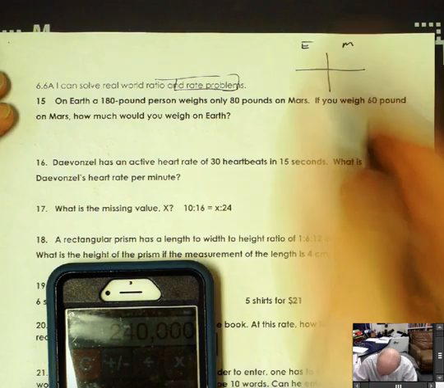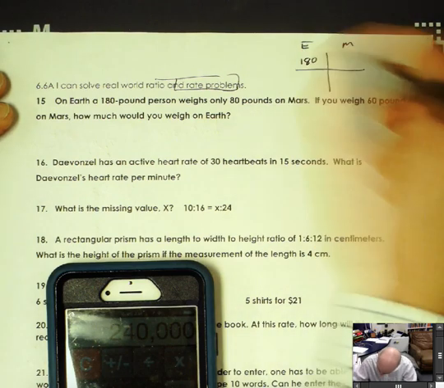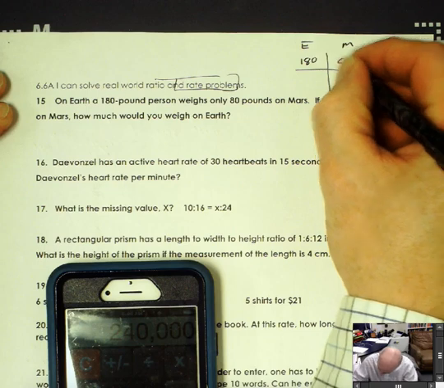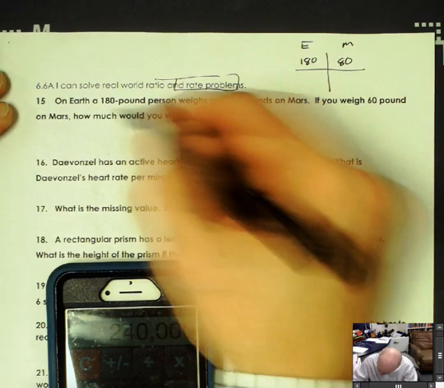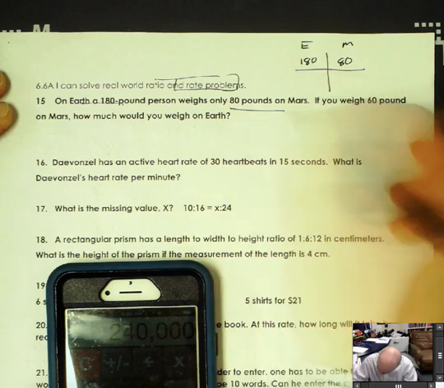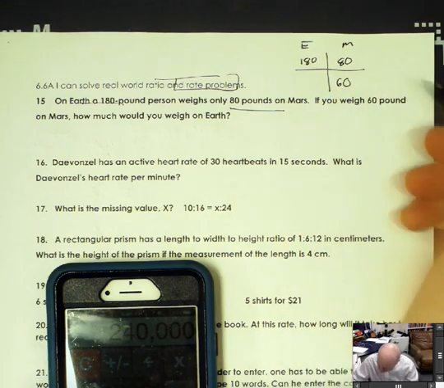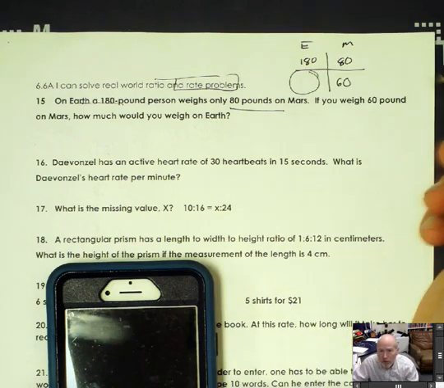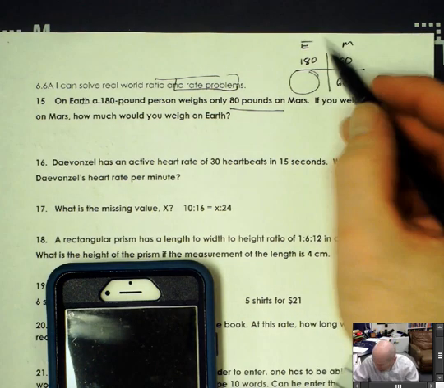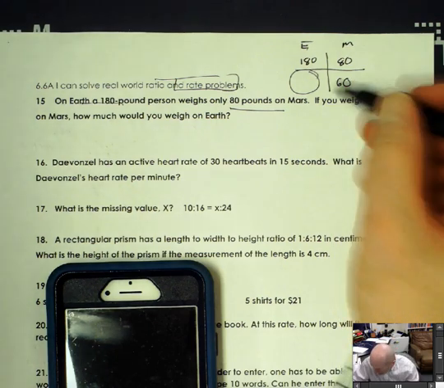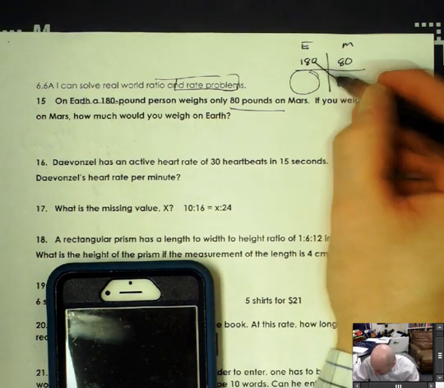I think what they're trying to say is on Earth, a person weighs 180 pounds, and on Mars, they weigh 80 pounds. So 180 pounds on Earth, 80 pounds on Mars. If you only weigh 60 pounds on Mars, how much would you weigh on Earth? So here's what we're looking for right here. Again, labeling, getting them in the right boxes. Multiply diagonally, and then divide.